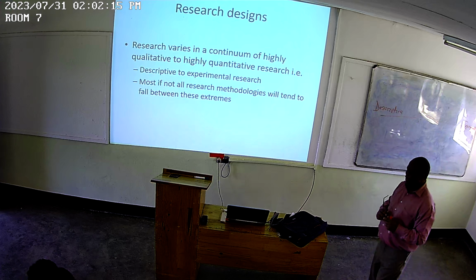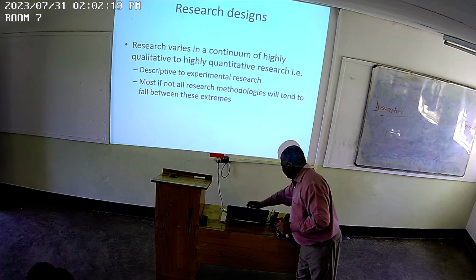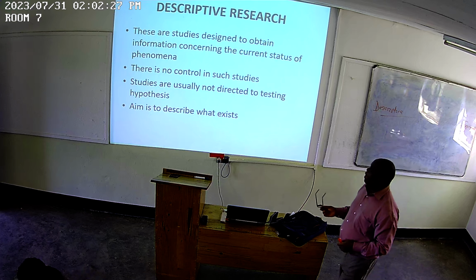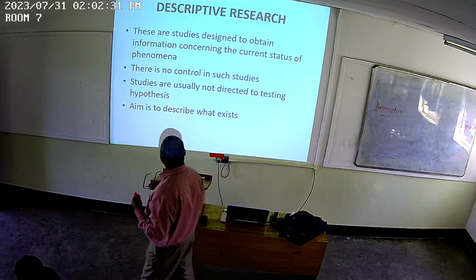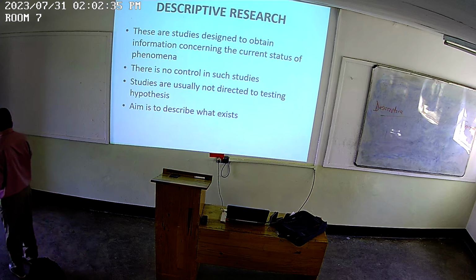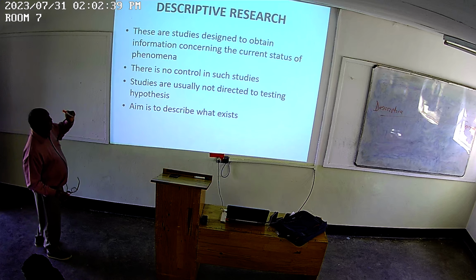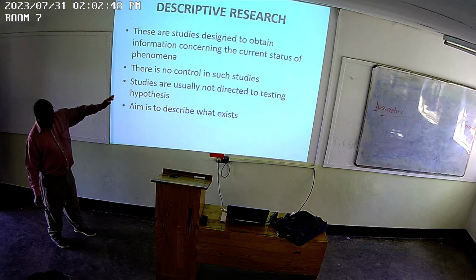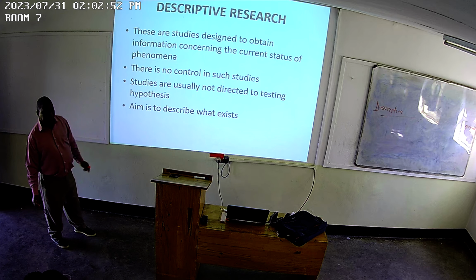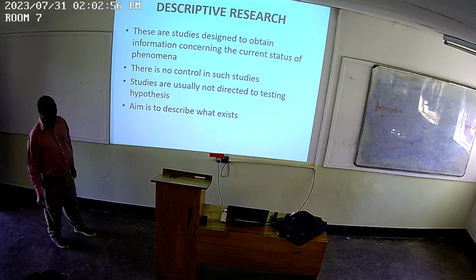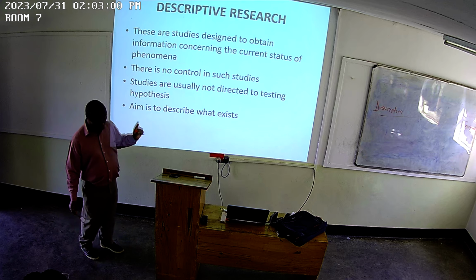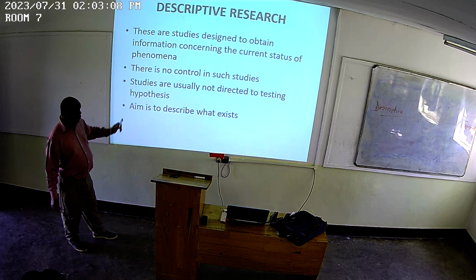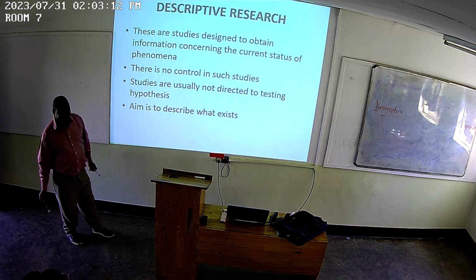Descriptive research is basically designed to obtain information to describe the current phenomenon, the status of the situation. The major issue here is to be able to describe the situation. There is no control in such studies. The other, quantitative research study will usually have control involved. Don't worry about that, we'll come back to that terminology in more detail later on.